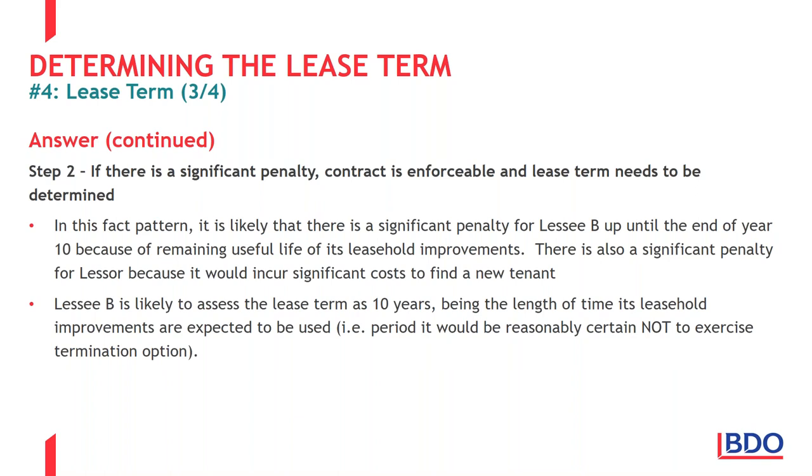So, again, it's very important that we go through the two stages. And the first part is to determine whether we've got an enforceable contract. Now, again, I come back to my positive decision tree. In my positive decision tree, I've said a lease is enforceable if the lessee has the right to terminate, but there would be a significant penalty. And I would say, yes, we've got that here. Or, and it's not an and, it's an or, the lessor has a right to terminate, but there would be a significant penalty. Now, in this question, we therefore have an enforceable agreement, and it's actually, I would say, very clear because both parties will suffer a significant penalty.